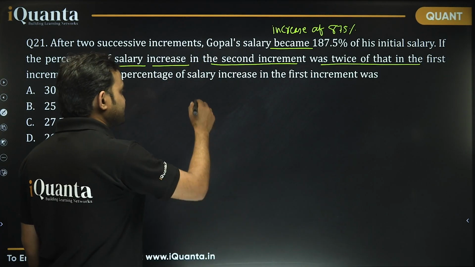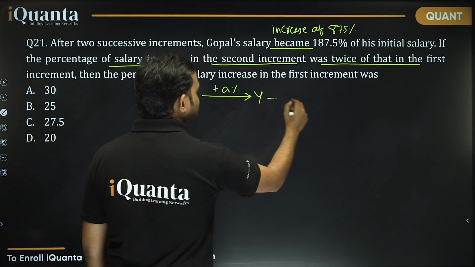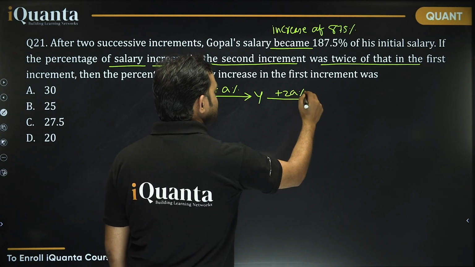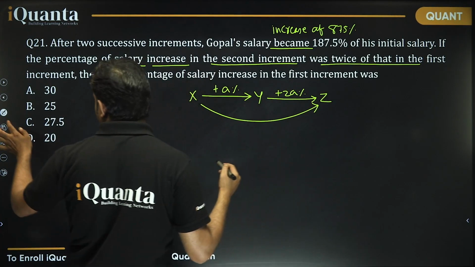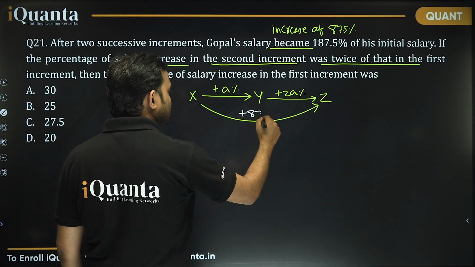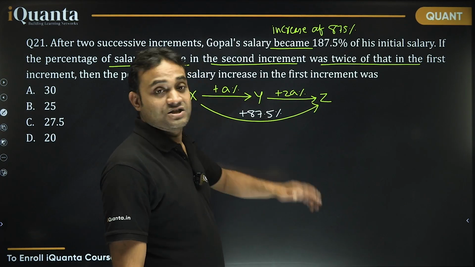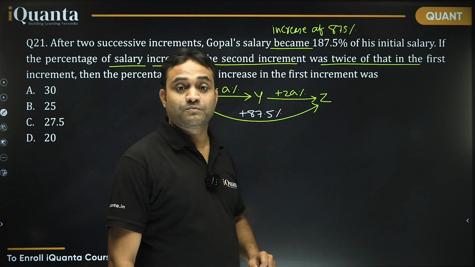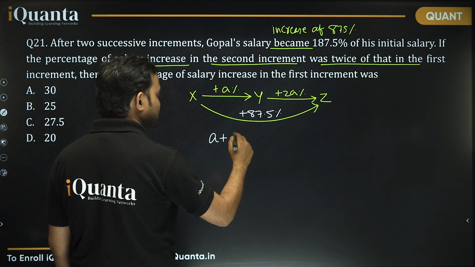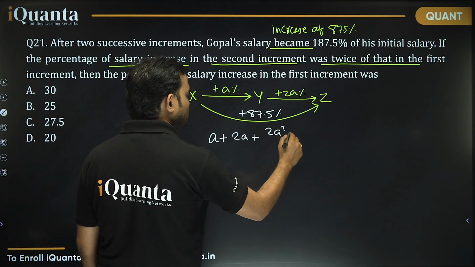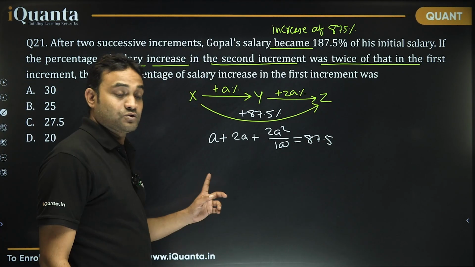So initial value, let's say if it was X, this increased by A%. Then this became Y. Then this increased by 2A%. And then this became Z. And the total change from X to Z is given. What is that? This is 87.5%. So what we can say that the successive change of A and 2A should be 87.5%. So if we try to solve it using formula, then A plus 2A plus 2A square upon 100 should be equal to 87.5, right? This is one way to solve it, okay?